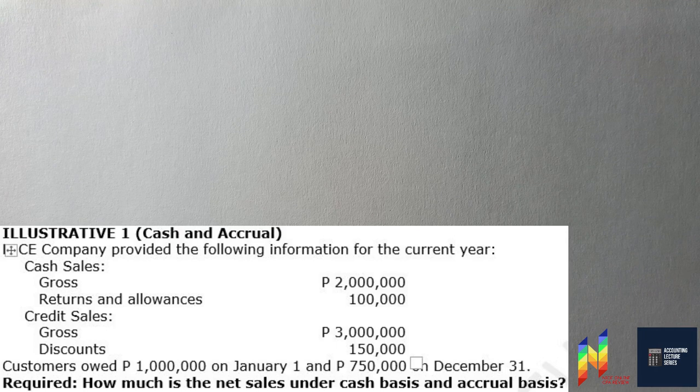Okay? So, punta na ngayon tayo sa illustrative problem number 1. Nice Company provided the following information for the current year. The requirement here is how much is the net sales under the cash basis and accrual basis. Sabi natin sa past video, sales under the cash basis is the cash sales and the collection of credit sales, because under the cash basis of accounting, income is recognized when received. While under the accrual basis of accounting, sales is equal to the cash sales and the total credit sales, because under the accrual basis, income is recognized when earned regardless of when received.